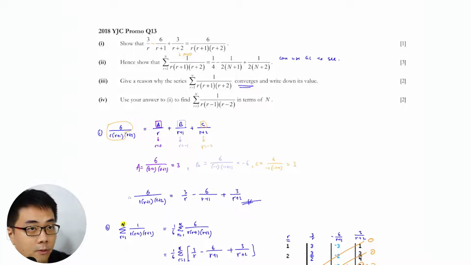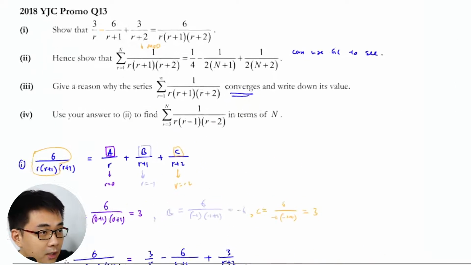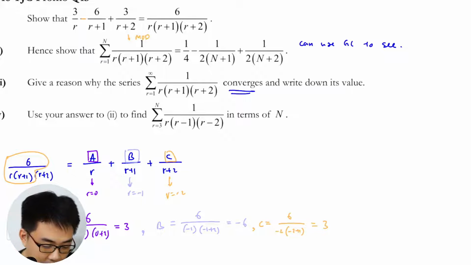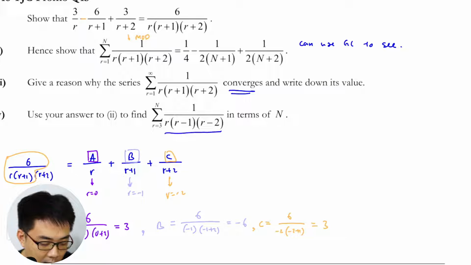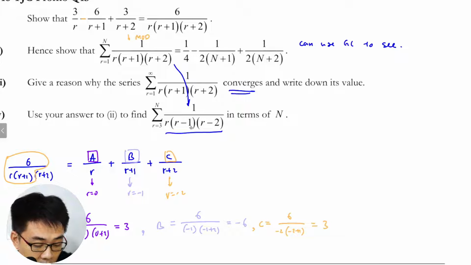So let's look at part 4. Part 4 is like use your answer to find this one. So this one is obviously for part 2, right? This is actually just substitution. You know that you need to replace r as the bigger.